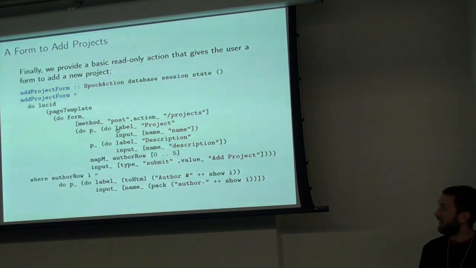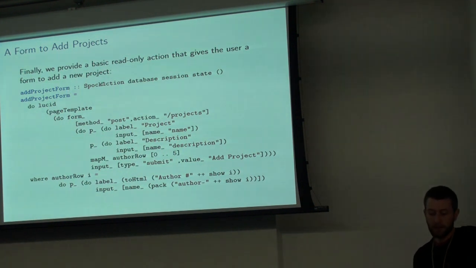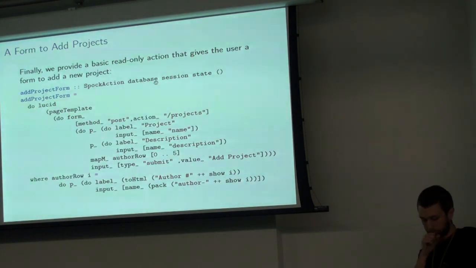So we can't actually test that action out so far because we haven't got a way to make those post requests. So the last thing we need to do is a form that's going to allow people to submit projects. And for this, I've got another Spock action called addProjectForm, which is an action that doesn't require database access at all. And we can see that as we've got just a type variable up here. We're not requiring a Postgres connection.